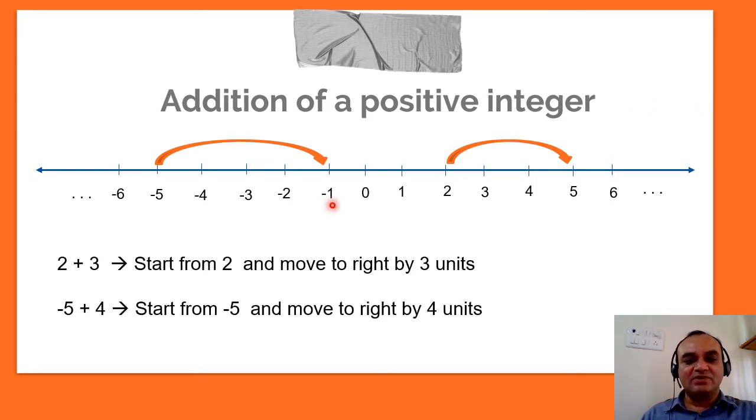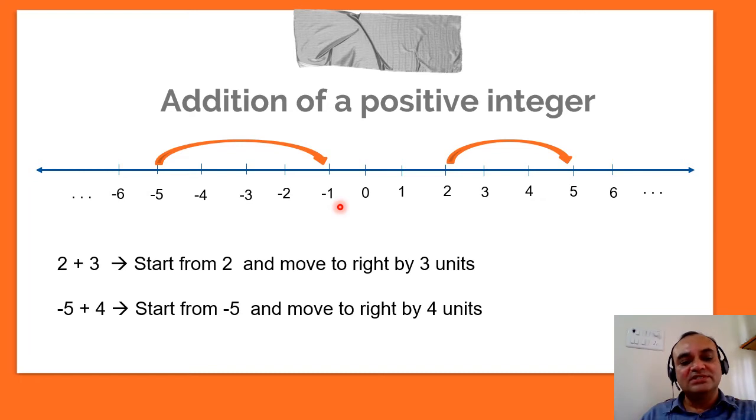So let's say we want to do minus 5 plus 4. We want to add 4 to minus 5. So the logic is simple. We start with minus 5 and we want to add 4 to it. So we move in the increasing direction by 4 units. Increasing direction in this case is the right direction. So we move 4 units in the right direction. So minus 4, minus 3, minus 2 and minus 1. We reach minus 1. So the answer to minus 5 plus 4 is minus 1.